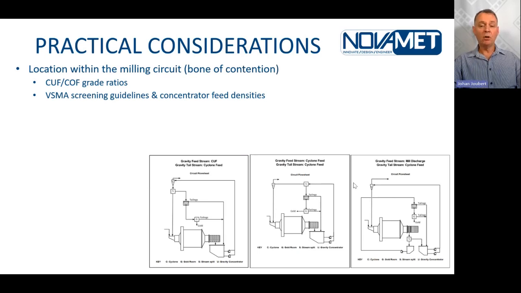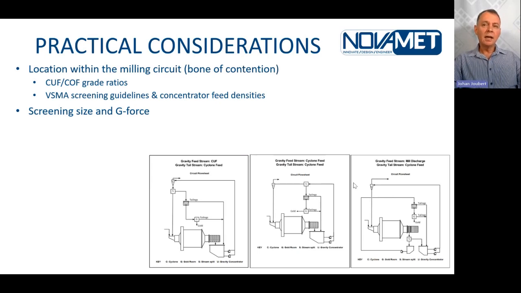The screening efficiency on cyclone feed is also far better than on cyclone underflow, because with the cyclone underflow, we need to add a lot of water to get efficiencies up, where we don't need that for the cyclone feed. Then also, recent studies have shown that the concentrators actually perform much better at about 45% solids compared to the 60 or 65% that we run in the cyclone underflow configuration.